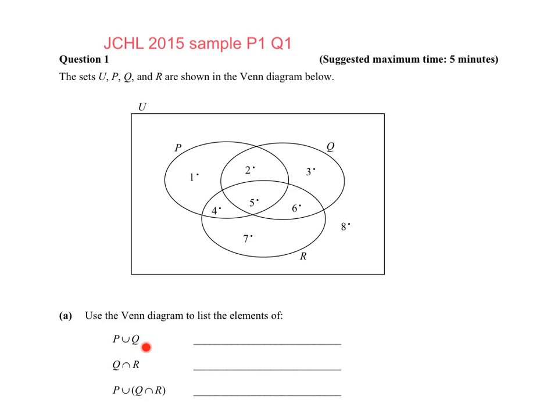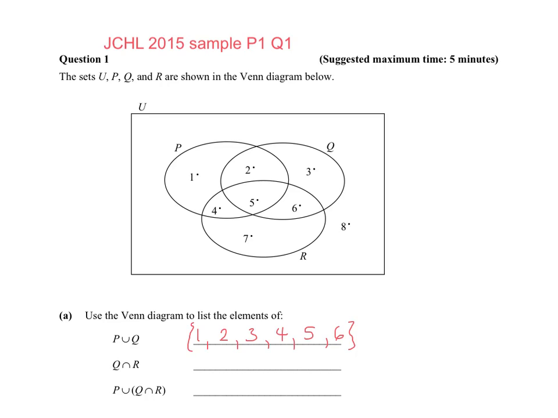So the first one here, we have P union Q. So where's that space? Union is all of whatever's in P and also in Q. So it's just adding together everything together. So here we have elements of 1, 2, 3, 4, 5 and 6. When you write out your lists, you should put curly brackets either side, and you should just mark out any elements with a comma.